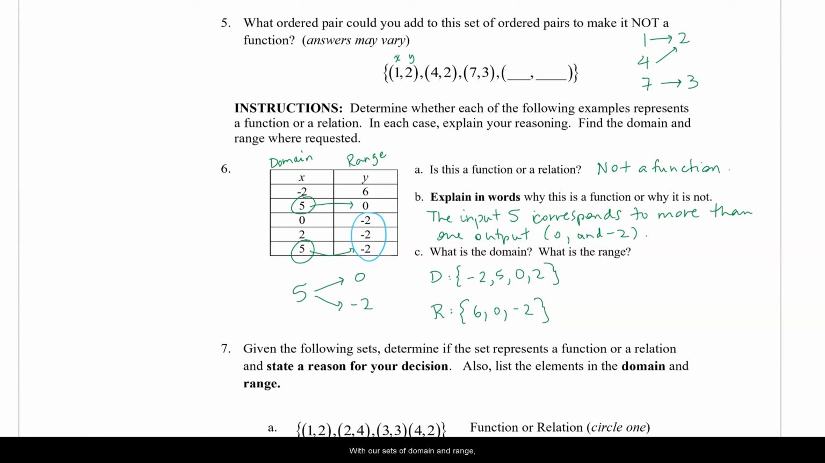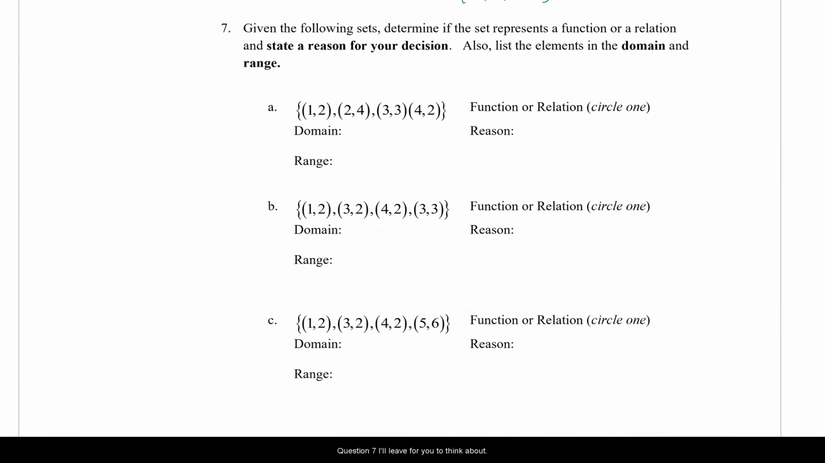With our sets of domain and range, it does not matter in what order you write the numbers as long as you list them all out. And so there we have our domain and our range. Question 7 I'll leave for you to think about. Given the following sets, determine if the set represents a function or a relation. State a reason. List the elements in the domain and the range. I'll do part A for you, and I'll leave B and C for you to think about on your own.